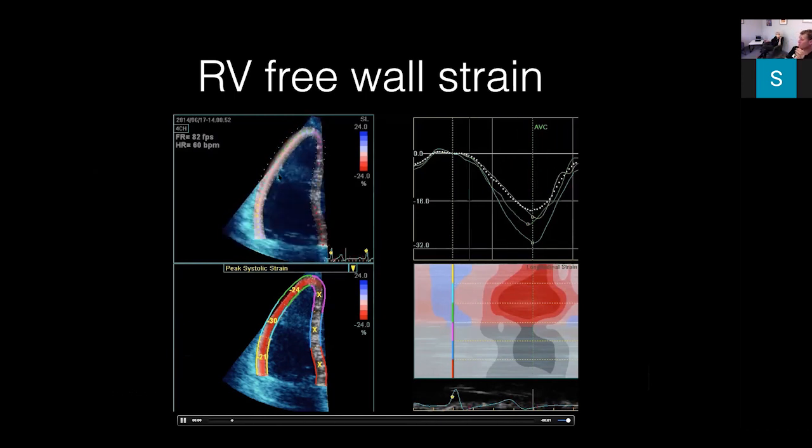On the Siemens machine, it just looks at the endocardium, which is why the values are a little bit higher. But in GE, they look at the central bit. It's like an average of all of it. Yes. So they're all doing it slightly different ways.